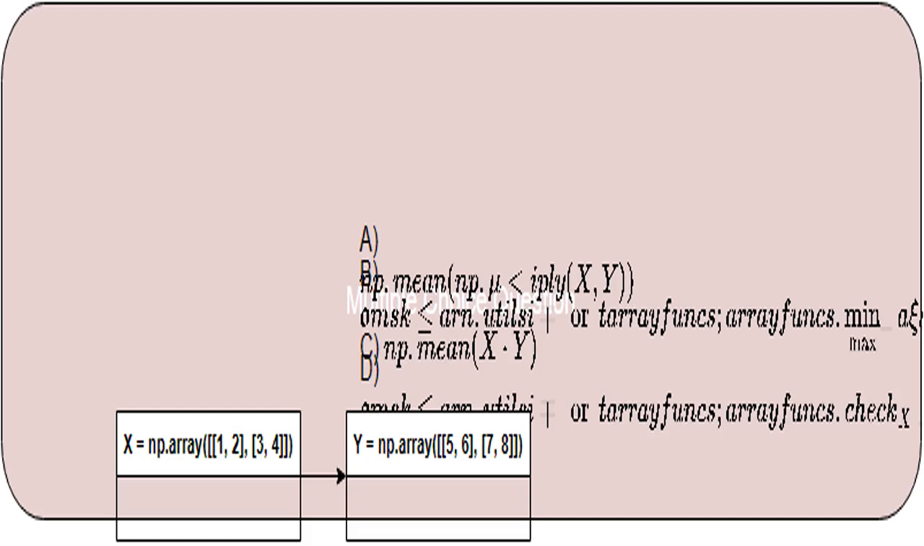Option A shows a way to solve the problem. First, it does element-wise multiplication of x and y. This means that corresponding elements in x and y are multiplied. Then, it calculates the average of all elements in the resulting array.